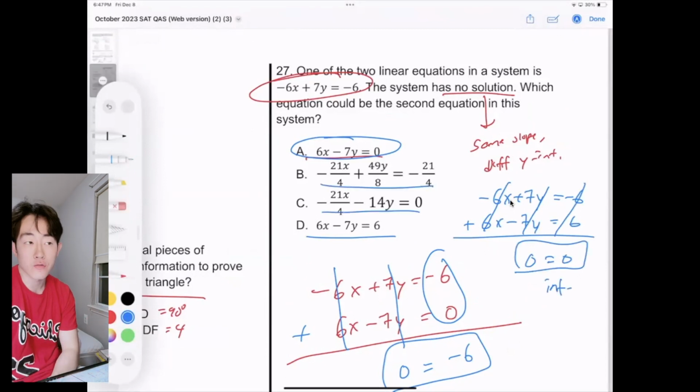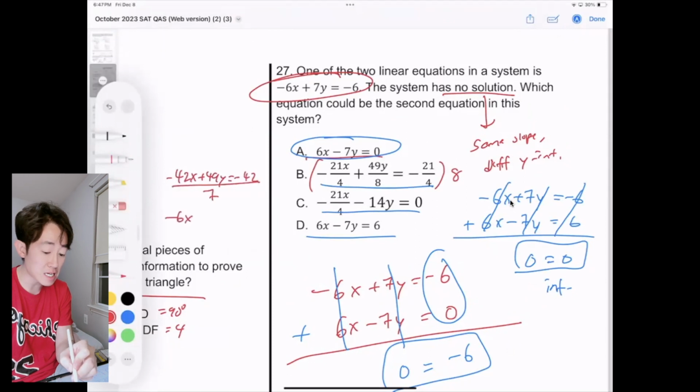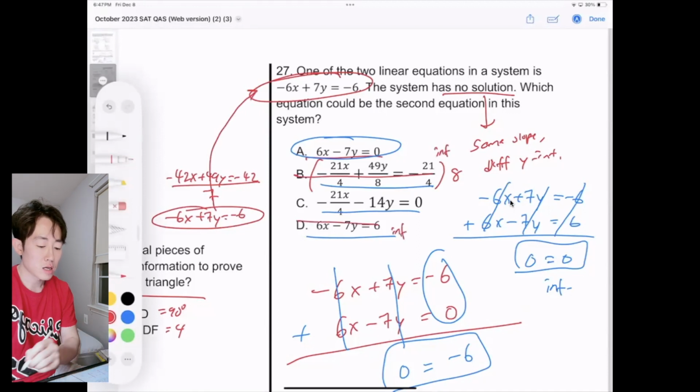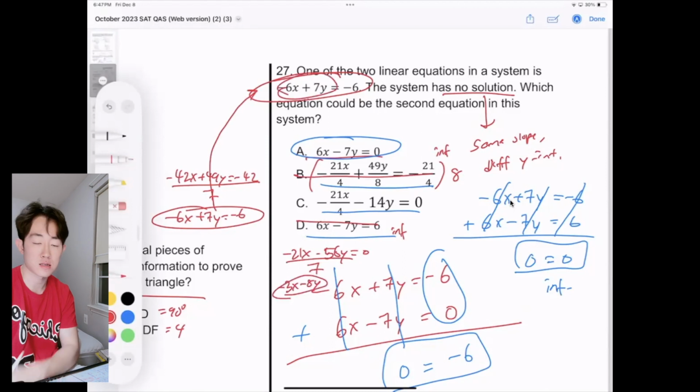All of these have to be converted into non-fractions. So multiply all of this by 8, you get negative 42x plus 49y equals negative 42. Divide all of this by 7, negative 6x plus 7y equals negative 6. I essentially get the same exact thing as the original, so this is going to give you infinite solutions, just like D would. C, I would multiply everything by 4, negative 21x minus 56y equals 0. Divide by 7, negative 3x minus 8y. Well, I mean, that's a different slope.